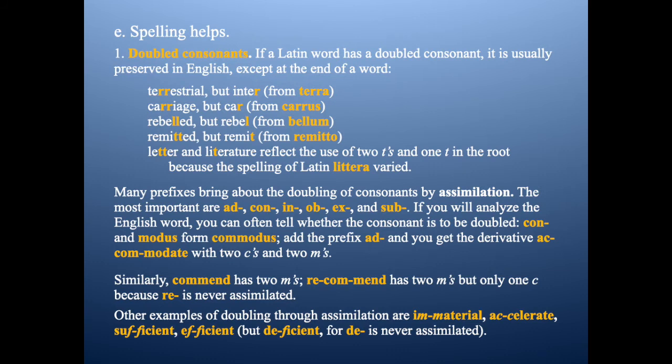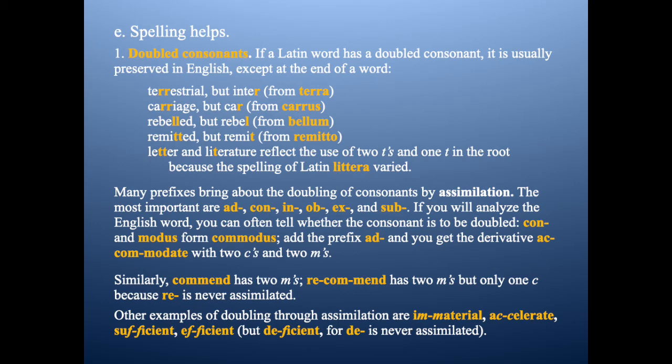And of course, probably some of the most helpful are the spelling helps you get. Not just vocabulary, but actual spelling principles that we get. Of course, double consonants and silent letters are the bane of our English spelling. So let's start with the double consonant. If a Latin word has a double consonant, it's usually preserved in English, except at the end of a word. So let's look at a few. Terrestrial comes from terra, meaning earth or land. That double R in terrestrial is retained because of the double R in terra.